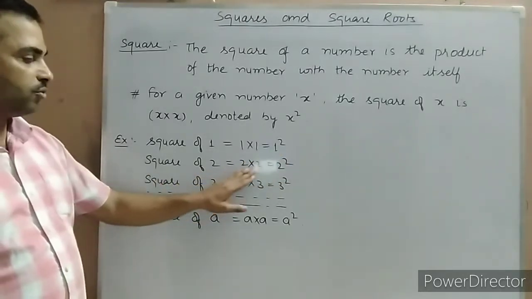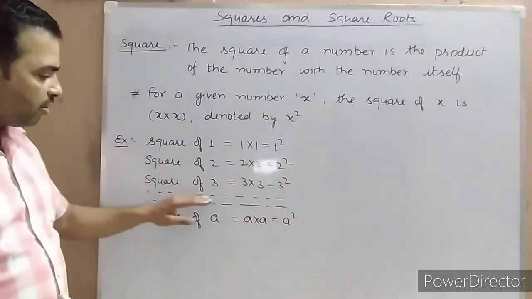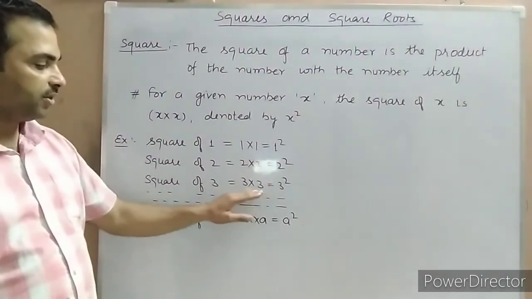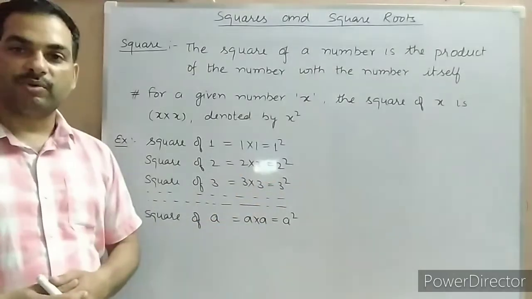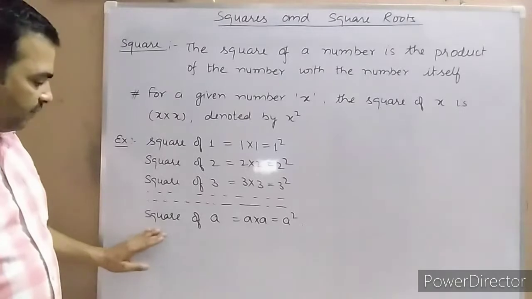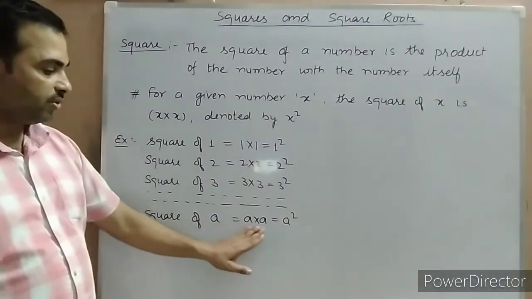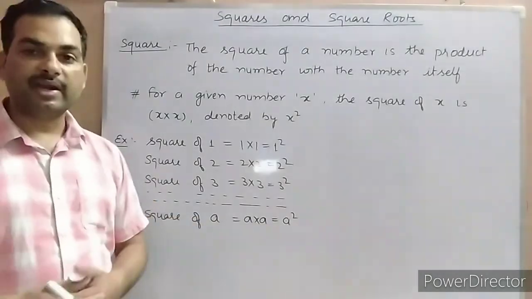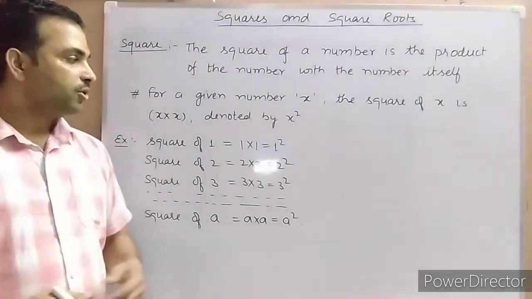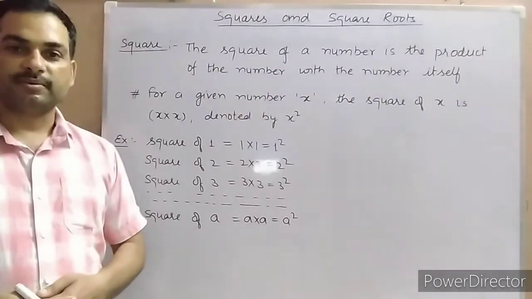Square of 2 is equal to 2 into 2, we can write 2 square. Square of 3 is equal to 3 multiplied by 3, we can write 3 square, and so on. If we have a number a, then square of a is equal to a into a, we can write a square. Okay, so this is the square of a given number.